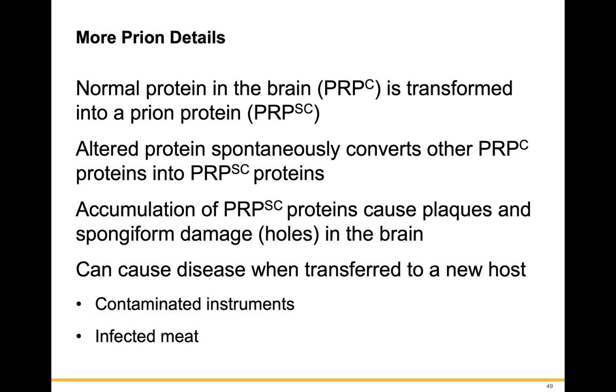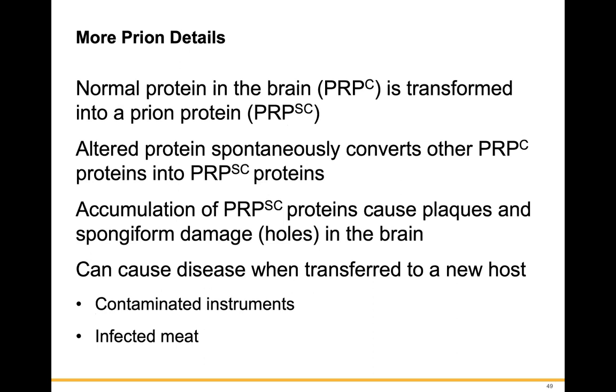There's some more details on prions. Normal protein in the brain is transformed into a prion protein, and the altered protein spontaneously converts other normal proteins into the prion proteins, and the accumulation of the prion proteins causes plaques and spongiform damage or holes in the brain.